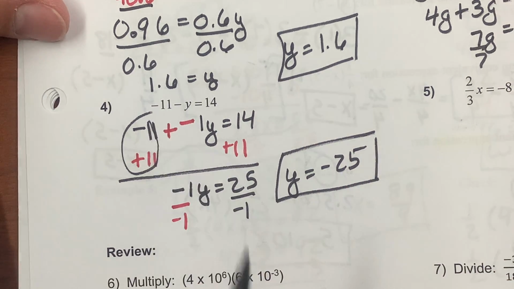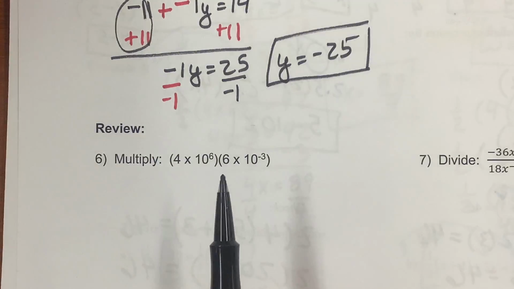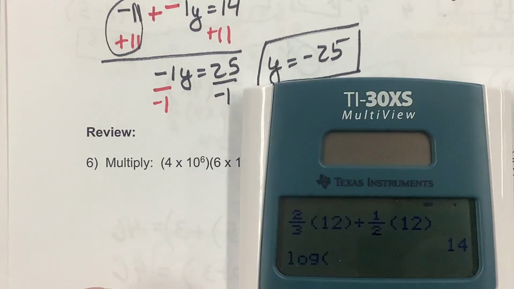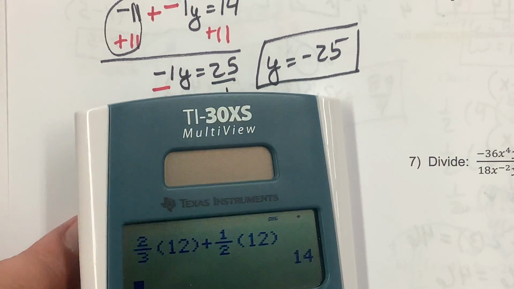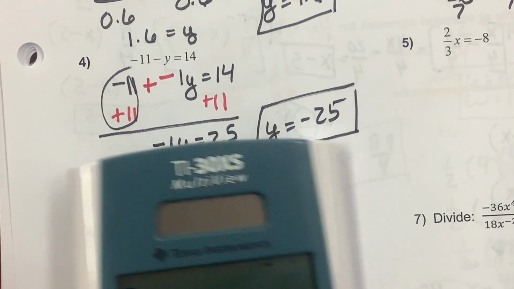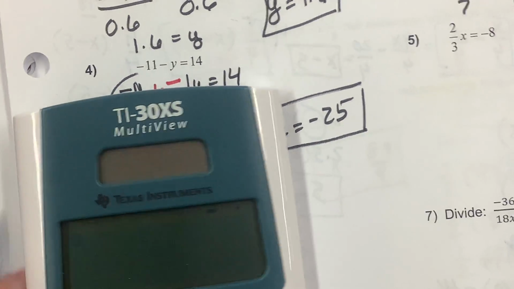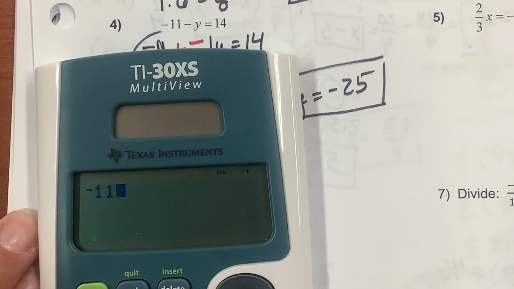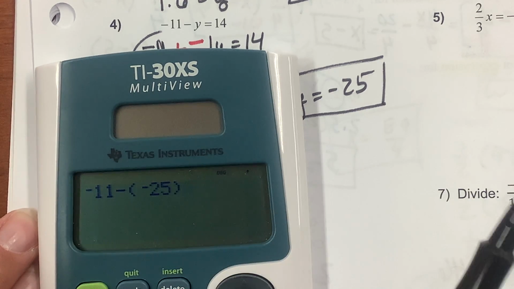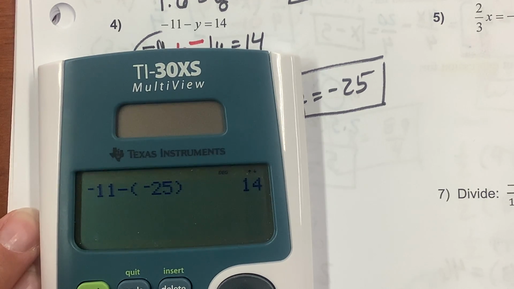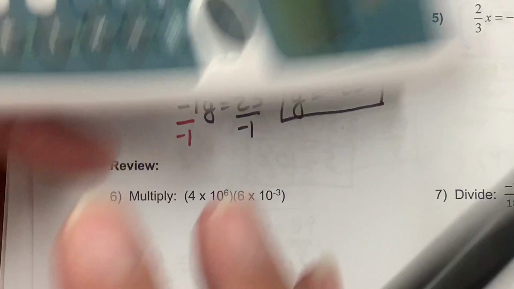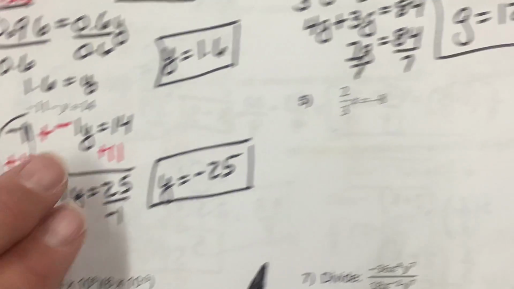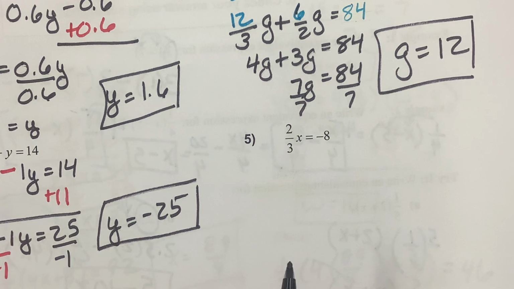Now I'm going to go back and I'm going to check that. Let me slide this up a little bit. Hit clear because I don't want to be confusing. And yeah, negative 11 minus parentheses negative 25, because you always put your answer in parentheses, equals positive 14. It worked beautifully. Goodbye, calculator. Wonderful.